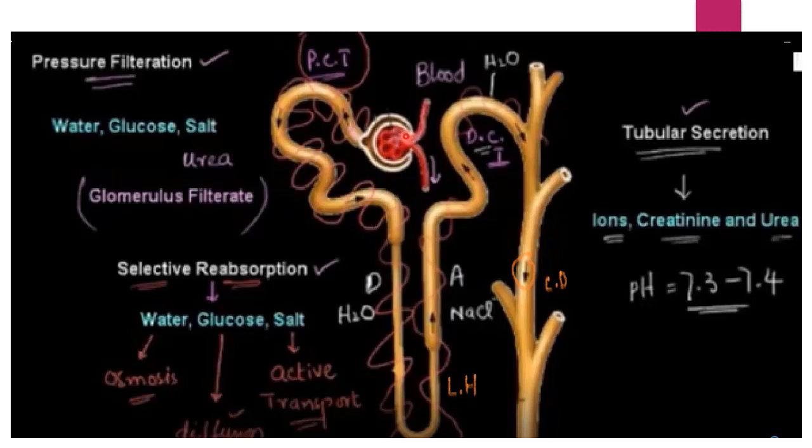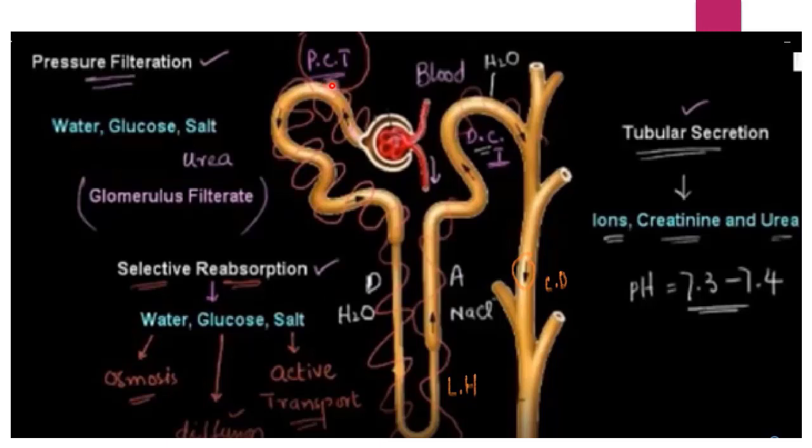In this glomerulus, the blood will filter and water, glucose, salt, urea, all these materials will be filtered from the blood. And this filtrate is called glomerular filtrate. This glomerular filtrate will then move towards the proximal convoluted tubule and it goes towards the loop of Henle.